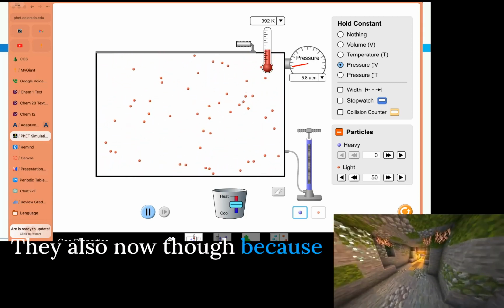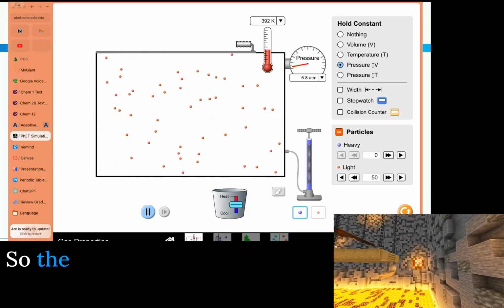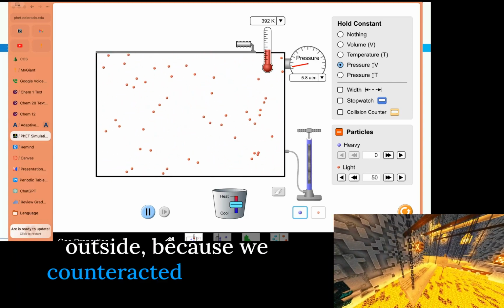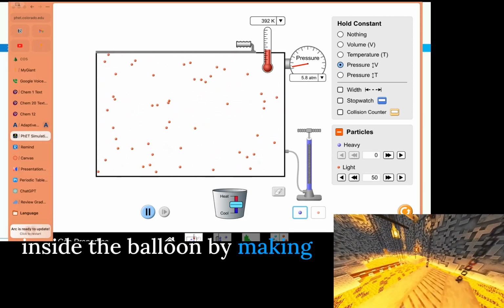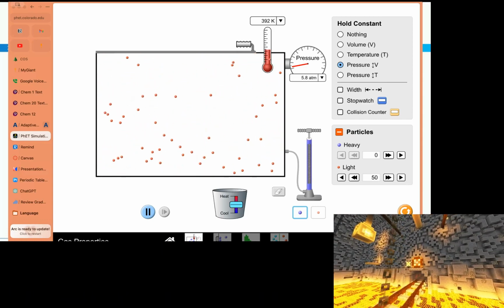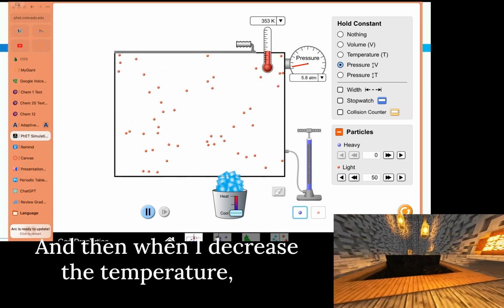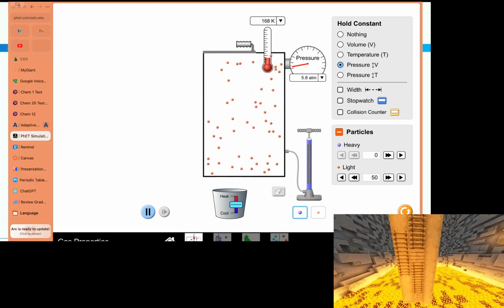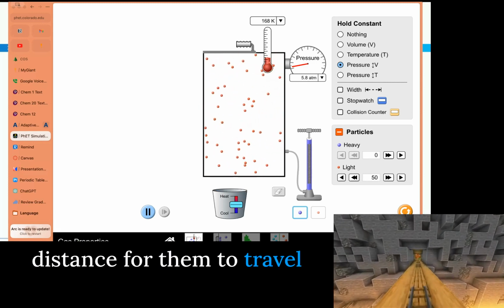They also now, though, because the size changed, they have a longer distance to travel. So the pressure inside stays the same as the pressure outside, because we counteracted, or I guess balanced the extra energy inside the balloon by making it take longer for them to go from one wall to the other wall. And then when I decrease the temperature, the particles slow down. So the only way that the pressure can stay the same is if there's a shorter distance for them to travel from one side to the other.